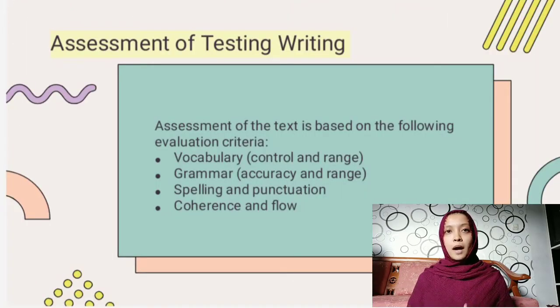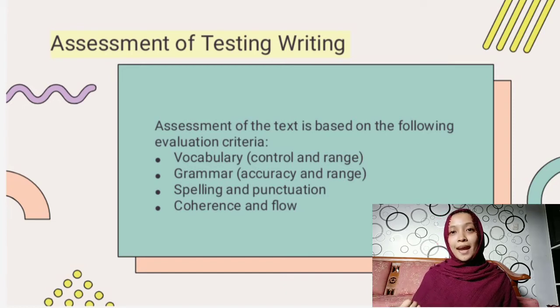And next is about the assessment of testing writing, where the assessment of the text is based on the following evaluation criteria. For the first is vocabulary, like control and range, and then grammar, like accuracy and range, and the third is spelling and punctuation, and the last is coherence and flow.